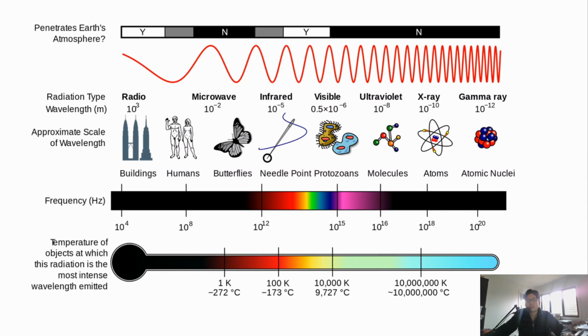Another main characteristic of these is that low frequency radiation has much longer wavelengths. Notice these are much longer than the ones here, and high frequency radiation has shorter wavelengths. If you remember from previous lessons, the wavelength is from one point to the next point, at the top, or you can do it at the bottom here.